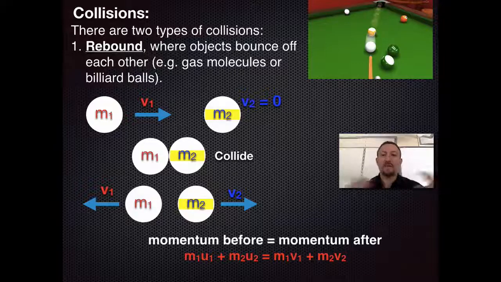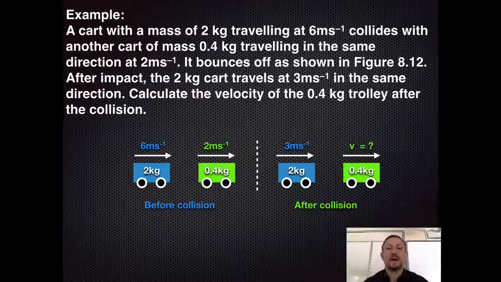And obviously the directions are going to be taken into account. So let's look at an example. In this case, I've got a cart with a mass of 2 kilograms traveling at 6 meters per second, which collides with another cart of mass 4 kilograms traveling in the same direction at 2 meters per second.